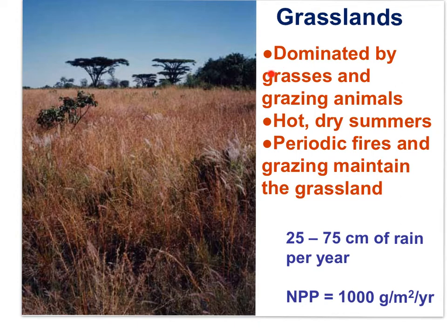Grasslands are dominated by grasses and grazing animals. They have hot, dry summers. Grasslands are not very stable because they're easily disturbed by fire, but fire and grazing both inhibit trees from growing in the grassland. Periodic fires and grazing are both important to the long-term health of the grassland system.